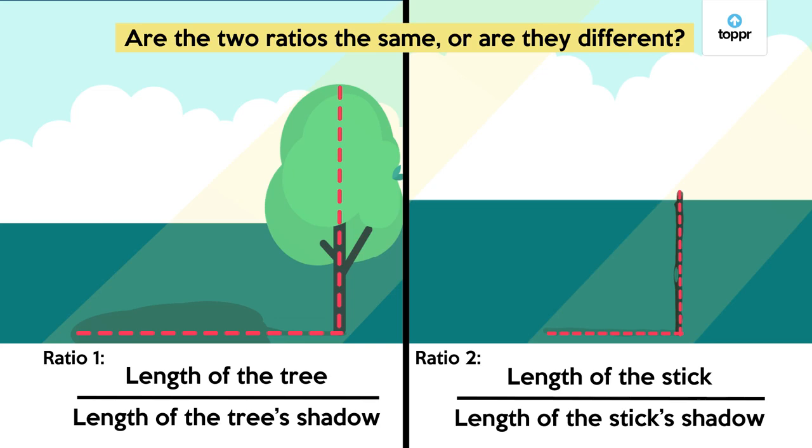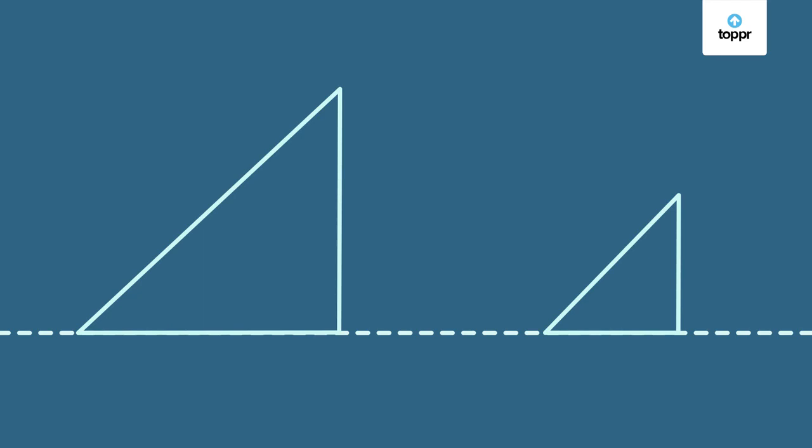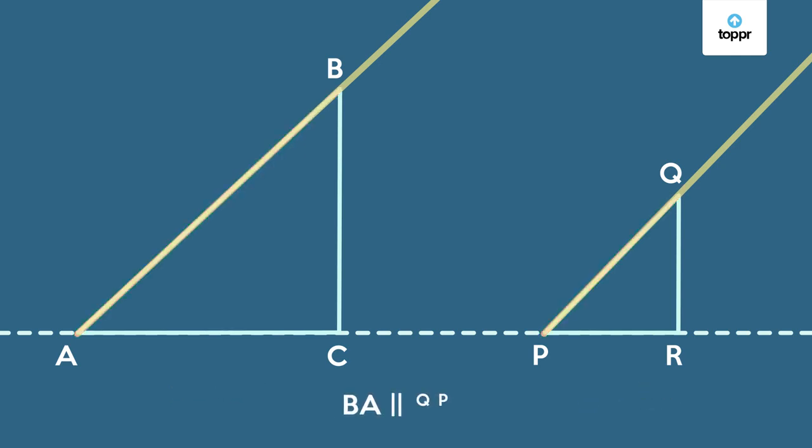To answer this question, let's form two right-angled triangles as shown here. So we will name the bigger triangle as triangle ABC and the smaller one as triangle PQR. And at any given time, the rays from the sun are parallel to each other. So BA and QP lie on two parallel rays.